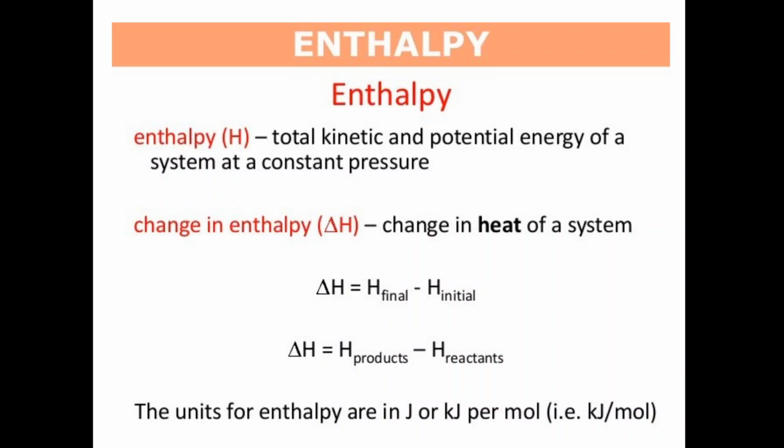In other words, when we're talking about chemical equations, what is our final? Our final is our products. What is our initial? Our initial is our reactants. So delta H is equal to H of the products minus H of the reactants.